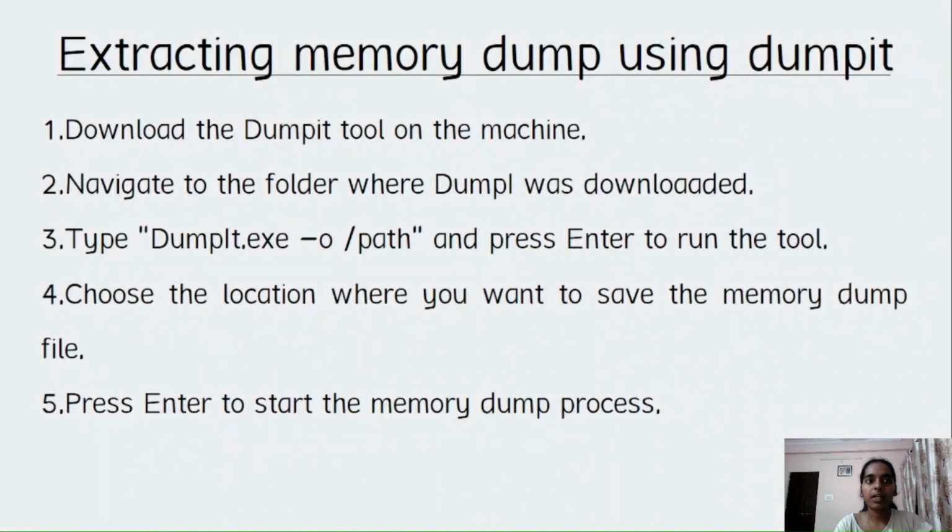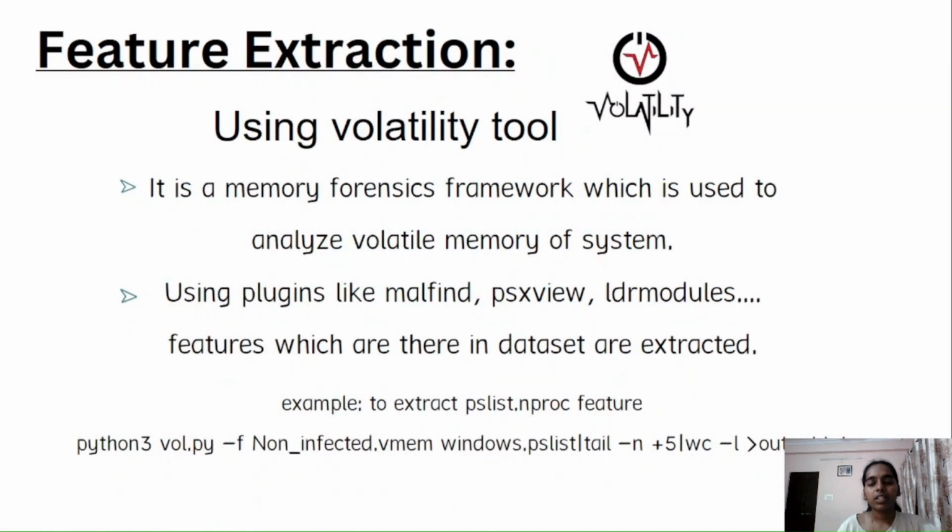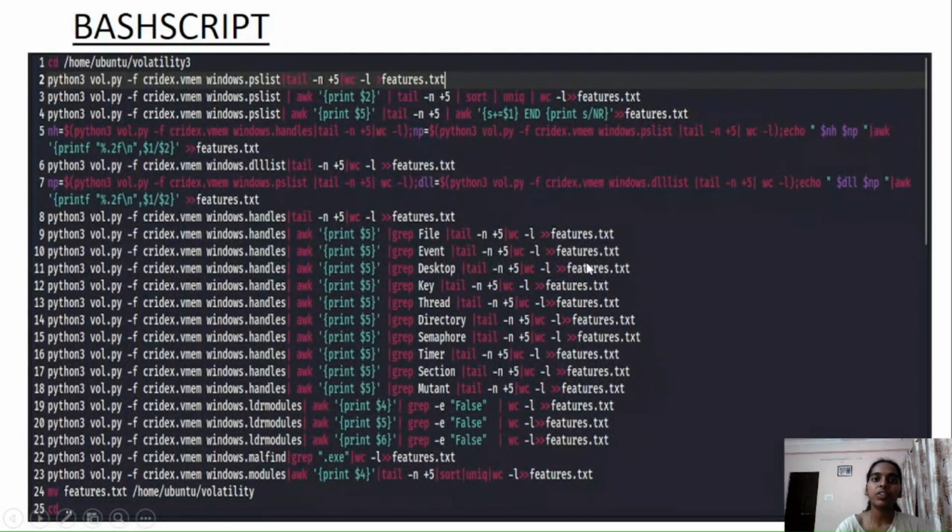Coming to extracting the memory dump, I've used the DumpIt tool. You can extract a memory dump by just downloading the tool and executing just one line, giving the path. DumpIt creates a memory dump with a .raw extension. The memory dump captured using DumpIt is sent to Volatility, where the features are extracted. It has plugins called malfind and psxview, which tell the presence of malware. So this is where features are extracted. There are actually 55 features, but I could only extract 44.